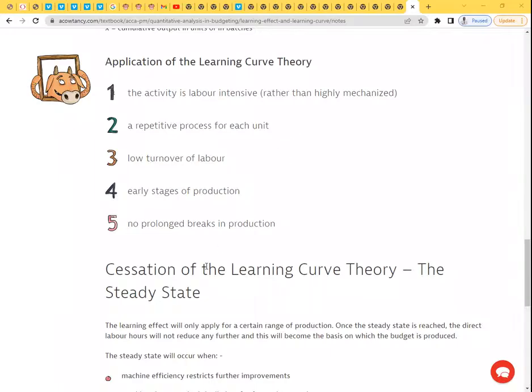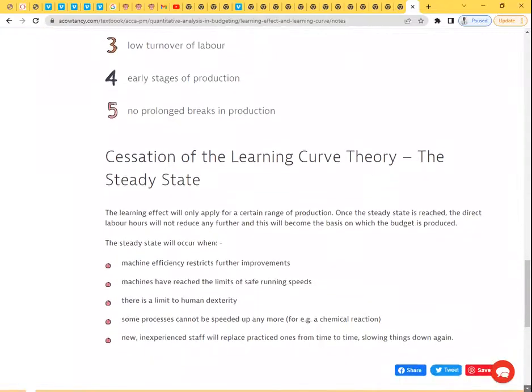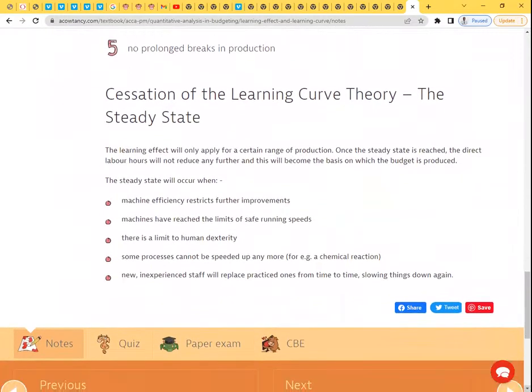And then now we have cessation of the learning curve. So why do we have these learning curves stabilizing very fast, settling very fast? Cessation of the learning curve theory, the steady state: the learning effect will only apply for a certain range of production. Once the steady state is reached, the direct labor hours will not reduce any further. And this will become the basis on which the budget is produced.